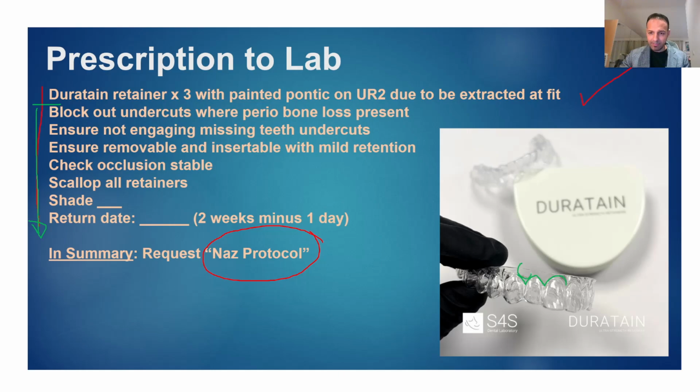We don't want this plastic above there, because it will impinge on gingivae keratinized tissue. It could cause recession, it could cause ulceration, and bone graft damage as well. So they scallop all the retainers. You need to, of course, give them the shade that they need to place there. They won't know that, and the return date. I usually say 2 weeks minus a day, so you get the patient back at the 2-week mark, but you ask for a return 1 day before.